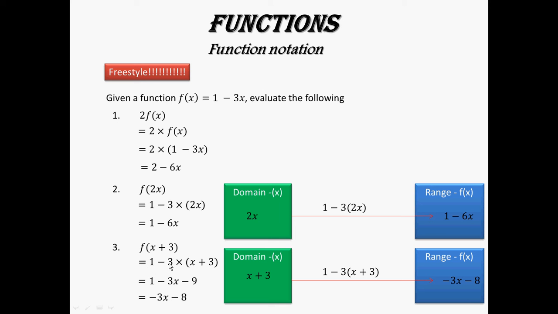This gives us 1 minus 3 times x, which gives us minus 3x, and minus 3x times 3, we get minus 9. So overall our answer becomes 1 minus 3x minus 9. I have also included a diagrammatic representation which is showing that our input or the value from the domain is x plus 3. So we take x plus 3 and put it wherever x was appearing in our original function.